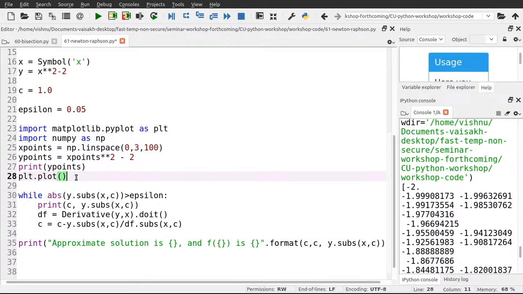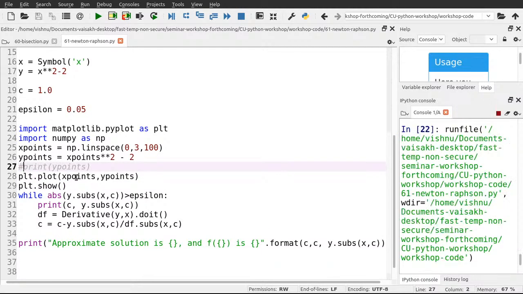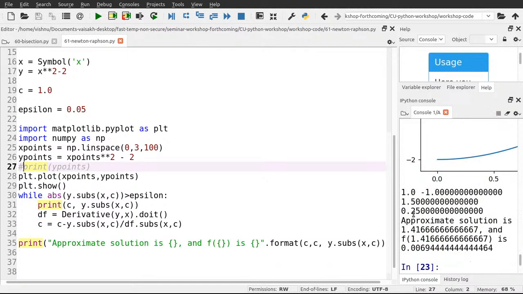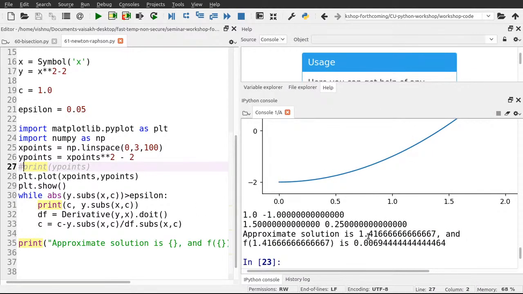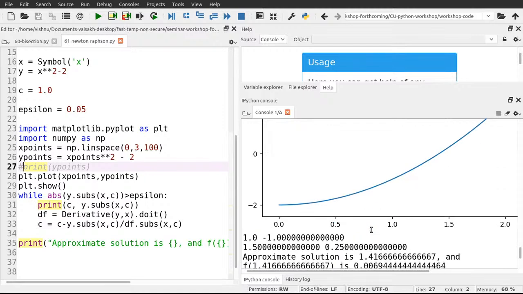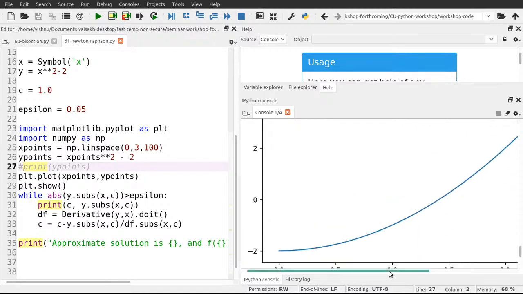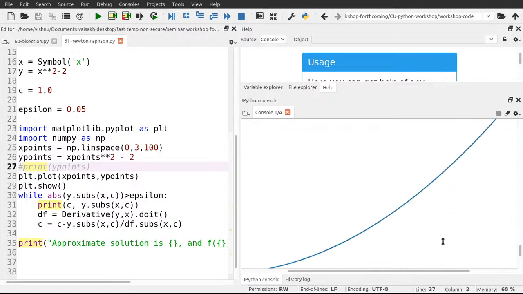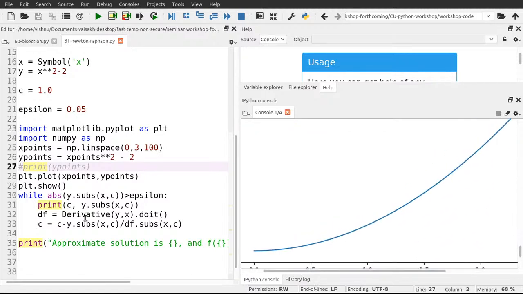Now trying to plot x points, y points, and plt.show. So let us suppress this. So this is what we are getting here. This is the curve, so part of the parabola essentially.